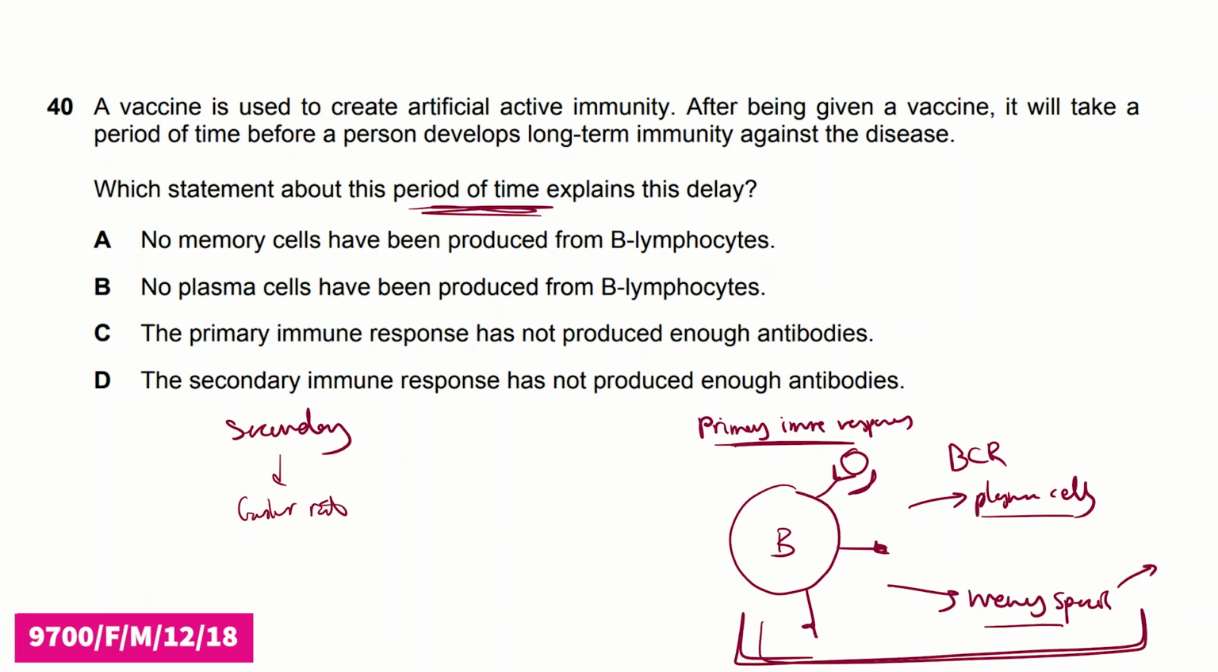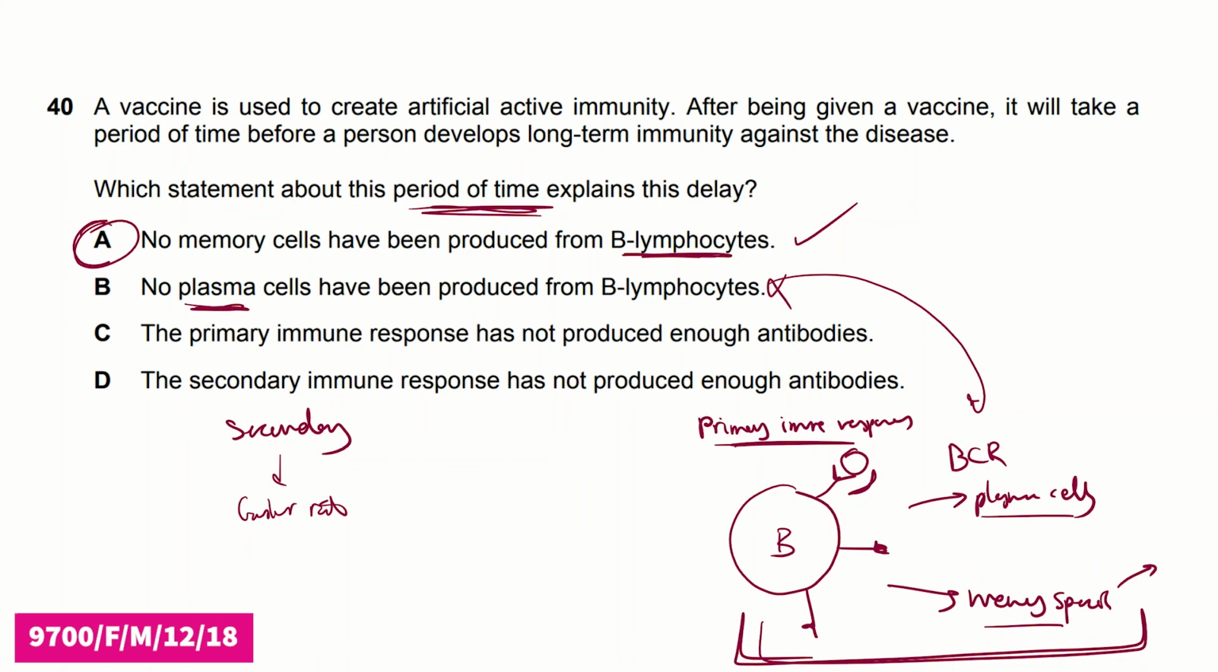A, no memory cells have been produced from B lymphocytes. Yes, because memory cells are not yet produced. Now this process, as I said, actually takes time. Therefore, this is what causes the delay. Therefore, A is going to be the correct answer. Now for B, no plasma cells have been produced from the B lymphocytes. Now, even if this is a unique antigen, plasma cells are still going to be produced eventually. Therefore, it is incorrect to assume that no plasma cells are being produced.